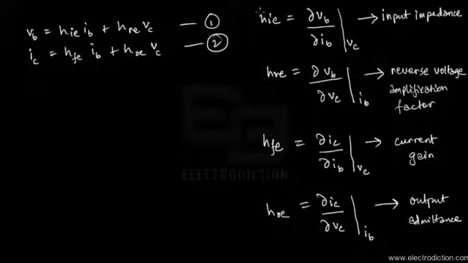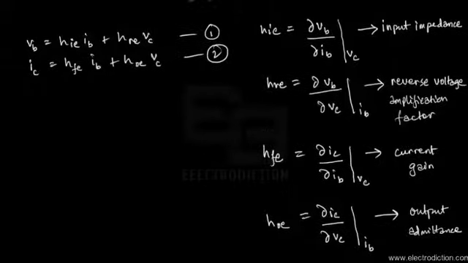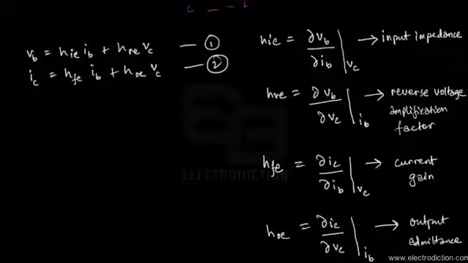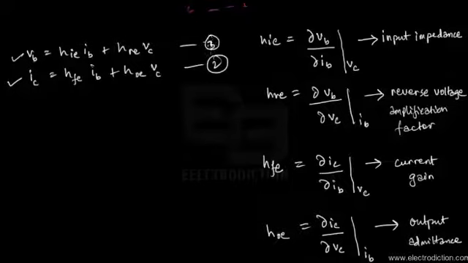With the combination of all these 4 H parameters, the BJT is expressed as a two-port network using these 2 equations. I might like to call these equations 3 and 4, because they are especially applicable for BJT amplifiers.